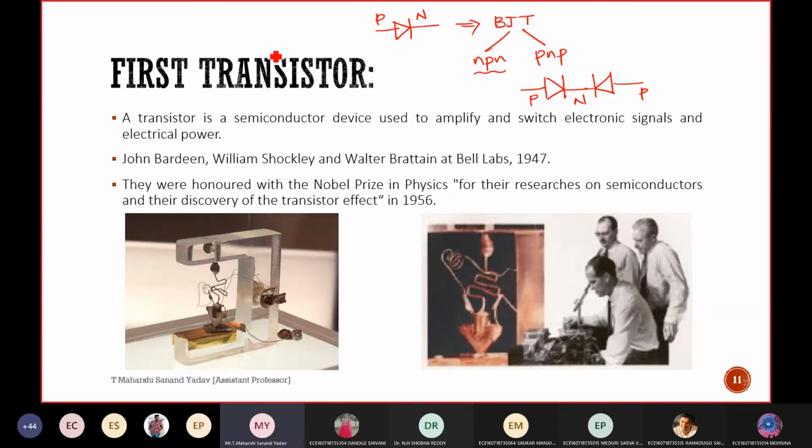And we have seen the definition of a transistor. Yesterday we discussed: transistor means transferring of signal from a low resistive region to a high resistive region. And its inventor, John Bardeen, in the year 1947.